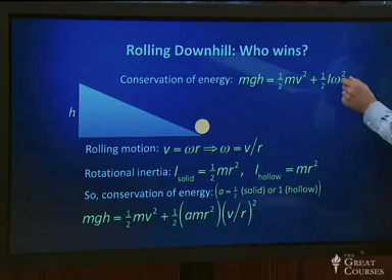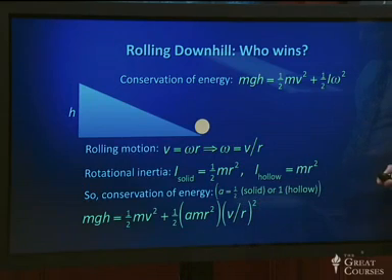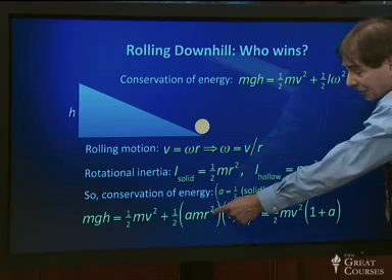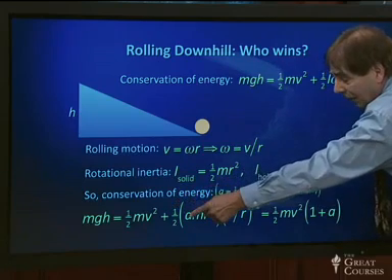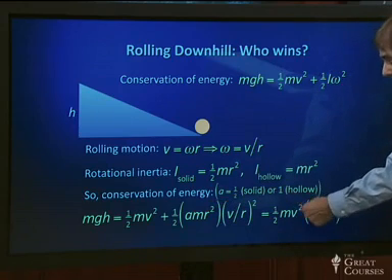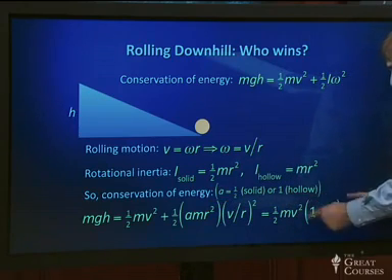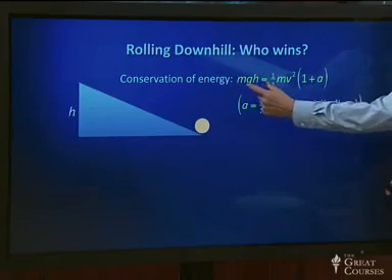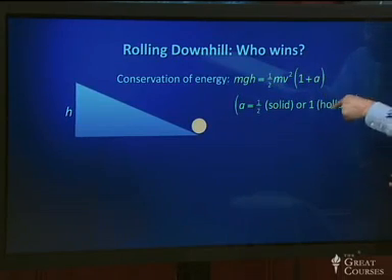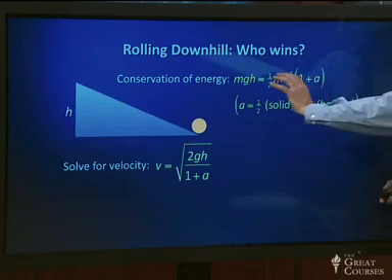And then I've made omega be v over r, and so that's v over r squared. Work that out. The r squared in the denominator cancels with the r squared up there, so I've got a half mv squared plus a half A mv squared. Factor out the half mv squared, and that's a half mv squared times 1 plus that quantity A, which is the only thing that's different between the two different objects. So there we are. Conservation of energy reads mgh equals a half mv squared times 1 plus this thing, which is either a half for the solid disk or 1 for the hollow ring. Solve this for velocity.